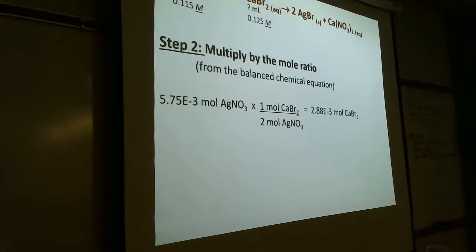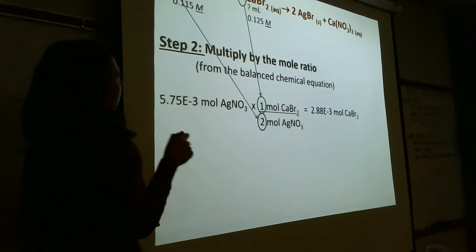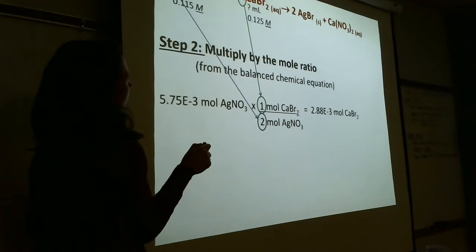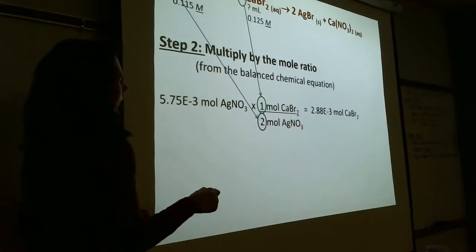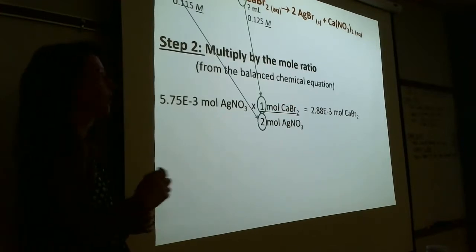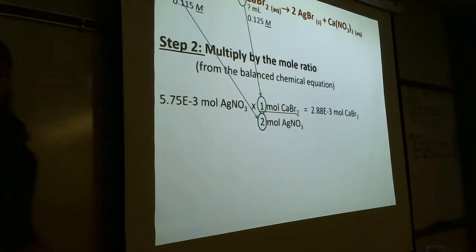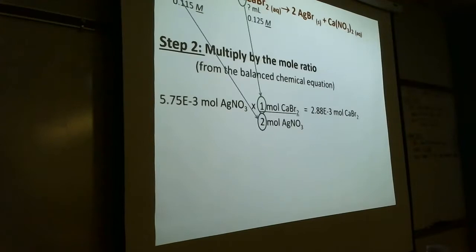So that step's the same as in regular stoichiometry, right? It's the mole ratio from the balanced equation. So I'm interested in turning my AgNO3 into CaBr2, right? That's why AgNO3 is on the bottom and calcium bromide is on the top, so that AgNO3 cancels and I'm left with calcium bromide. The mole ratio is 1 to 2. So I take 5.75 times 10 to the negative 3rd, multiply by 1, and divide by 2.